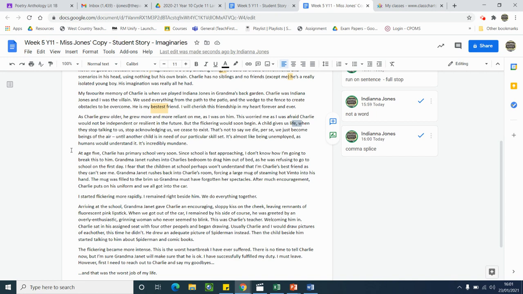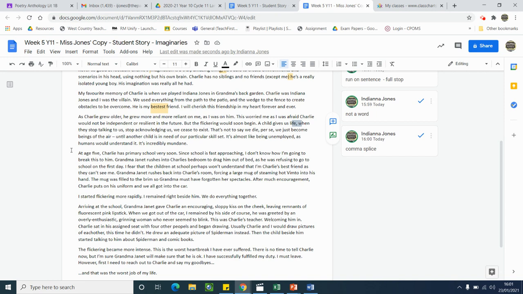Okay. "At age 5, Charlie has primary school very soon." Now, this is where the tense is going to become a problem, I think. Every other time he started telling stories about Charlie, he's gone into past tense, but now he's staying in present tense. "At age 5, Charlie has primary school very soon. Since school is fast approaching, I don't know how I'm going to break this to him."